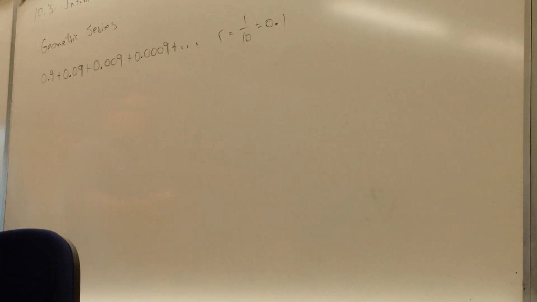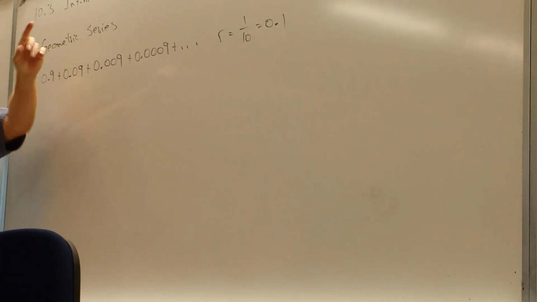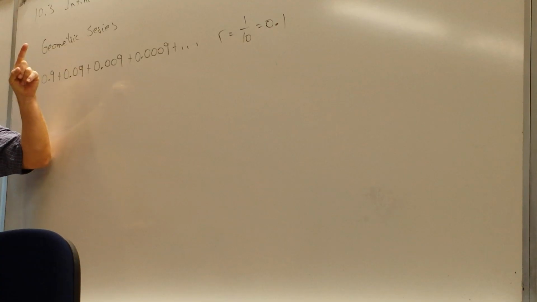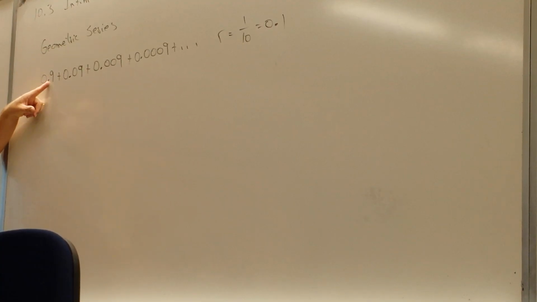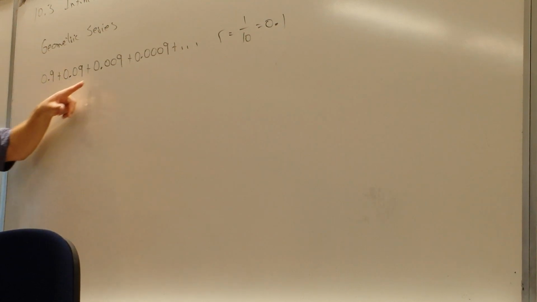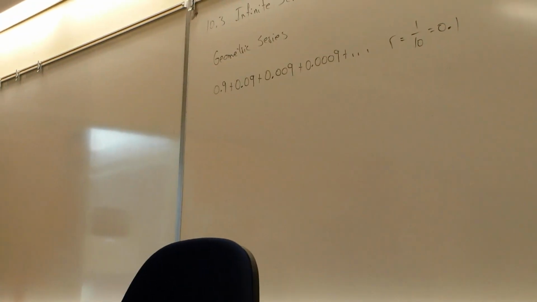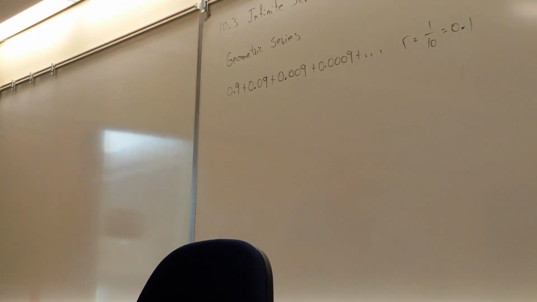Because when we multiply by 0.1, it moves the decimal to the left 1 position, correct? So this decimal times 0.1 moves to the left and gives us 0.09. Multiply that by 0.1, moves it to the left, and we get 0.009, and so on and so on and so on. Looking at that pattern, will that converge or diverge?